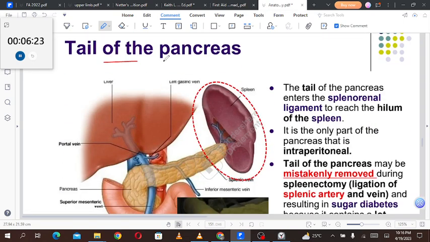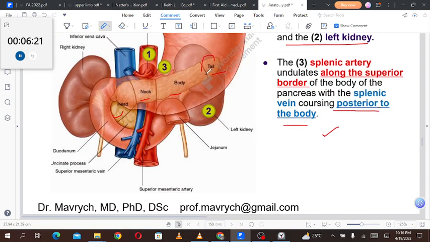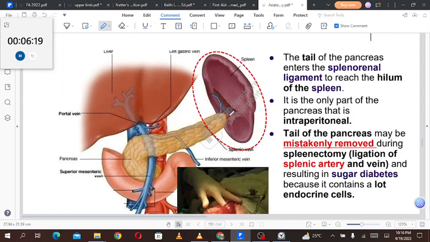Then we'll talk about the tail of pancreas, which is the terminal portion over here, like this is the tail. So the tail of pancreas enters the splenorenal ligament to reach the hilum of the spleen. It is the only part of the pancreas that is intraperitoneal.